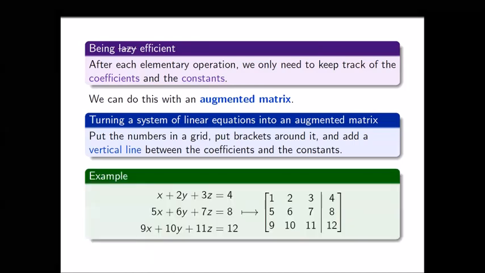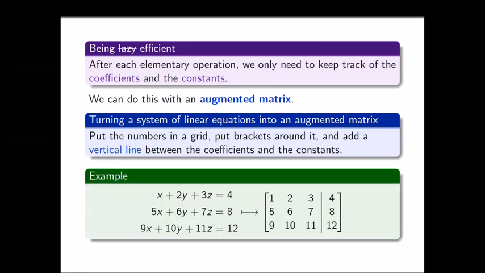So we put the numbers in a grid, put brackets around it, and add a vertical line between the coefficients and the constants. For example, if I have a system of linear equations given by these three equations on the left, we can just take the value of all the coefficients and the constant term, and plug them in this manner. So 1, 2, 3, and 4, 5, 6, 7, and 8, 9, 10, 11, and 12, and then put this vertical line just to separate out all the coefficients on one side and the constant term on the other.